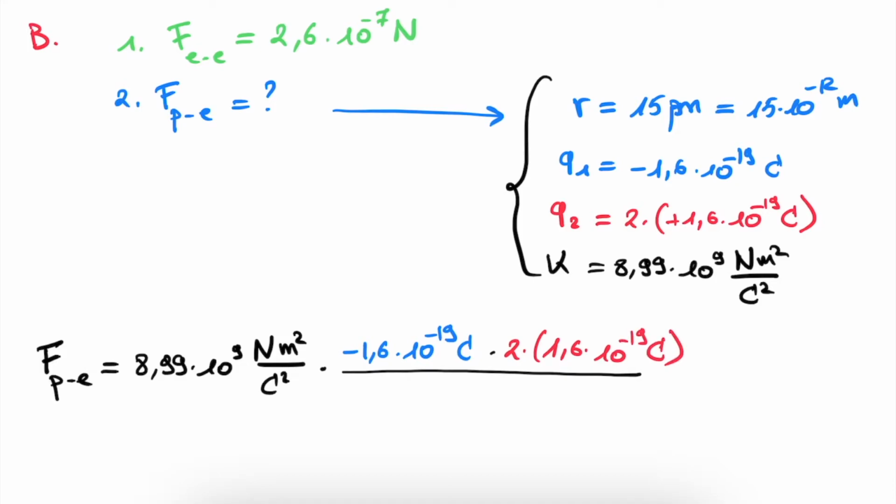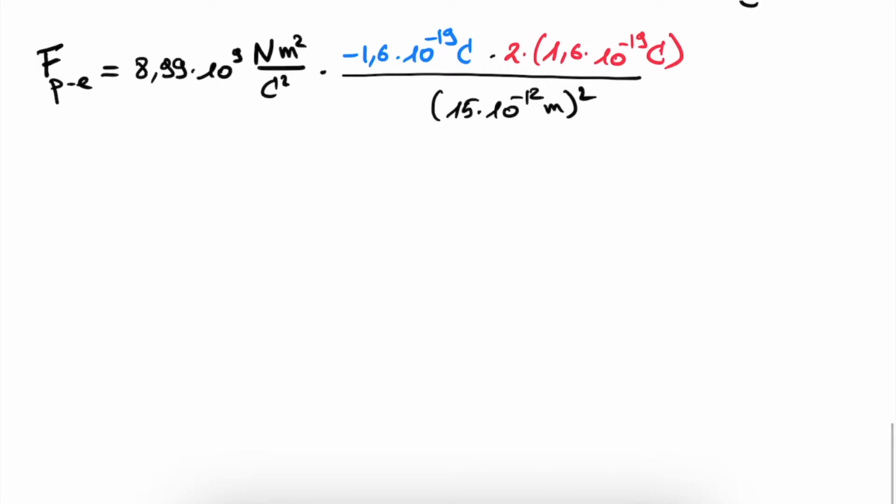And we divide this, of course, by the distance between these charges, which is 15 times 10 to the power of minus 12 meter squared. And again, what we first do is we look at the units. So again, we see that meter squared gets cancelled with this meter squared. And now we see that this Coulomb squared cancels with 1 Coulomb unit from the electron and 1 Coulomb unit of the positive nucleus. And we're left with Newton right here, which at this point we will not forget.